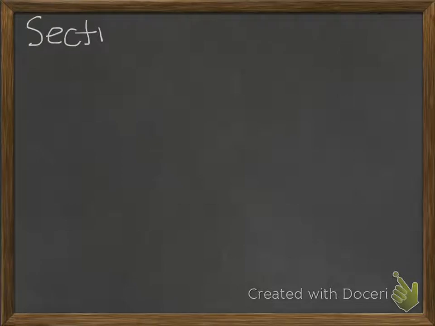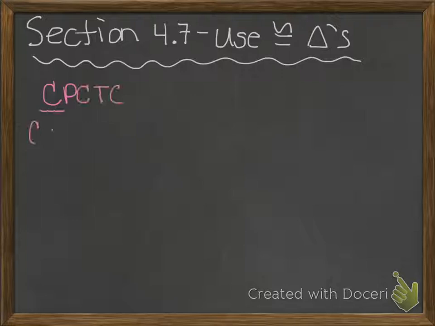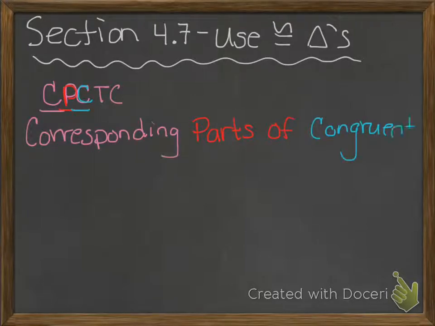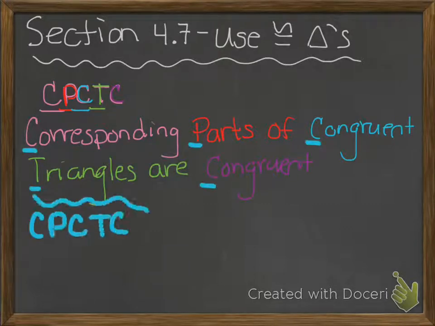All right, so we have section 4.7, which is going to deal with using congruent triangles, and we're going to start off with CPCTC, which stands for corresponding parts of congruent triangles are congruent. Now this is going to make a lot of sense. Basically what we're going to be doing is proving that if we have two congruent triangles, then any corresponding segments will be congruent to each other and any corresponding angles will be congruent to each other.